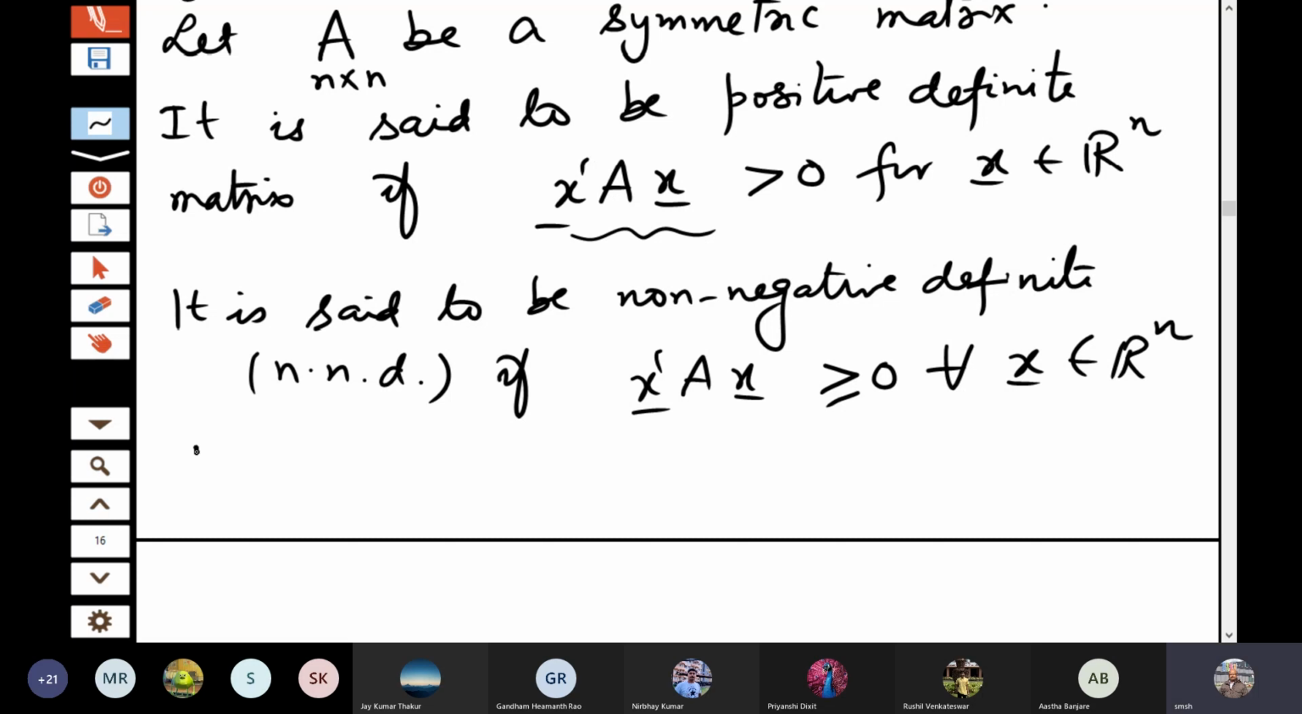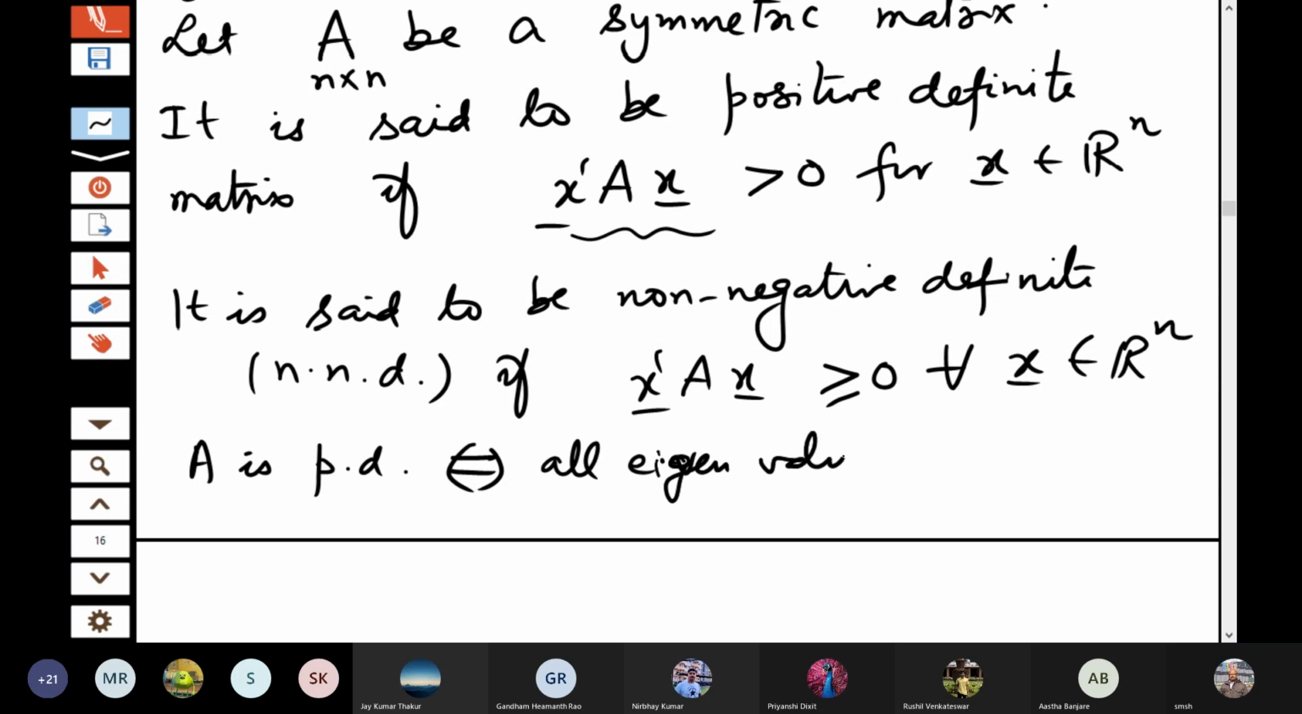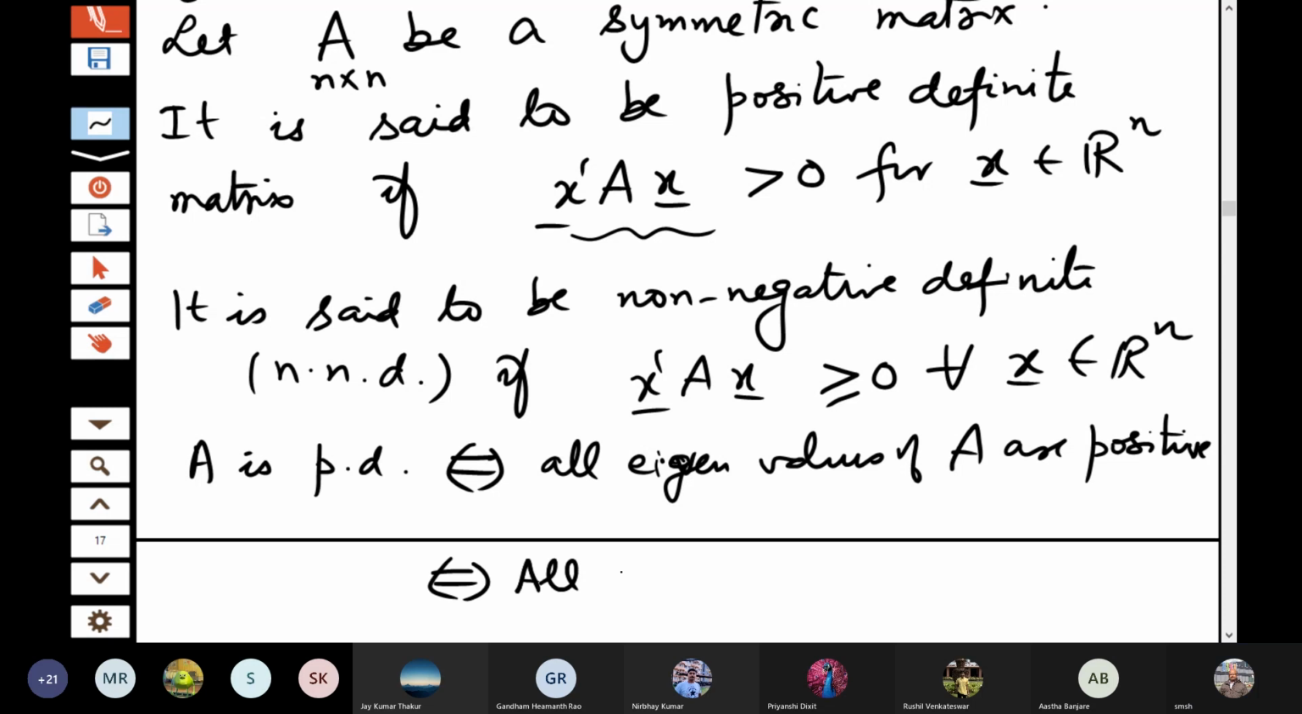A is positive definite if and only if all eigenvalues of A are positive. This is if and only if all principal diagonal determinants are positive.